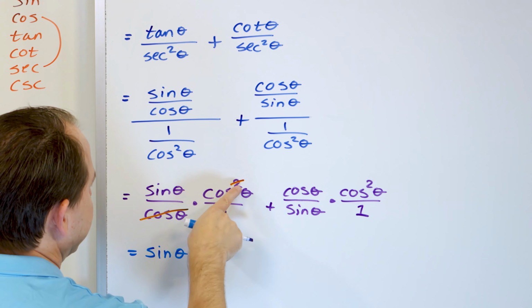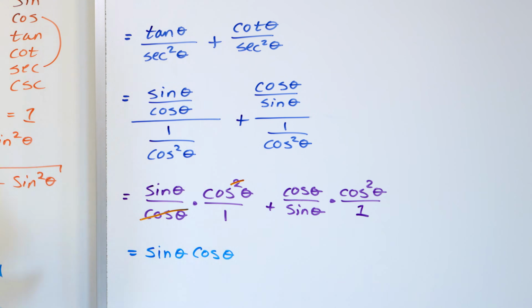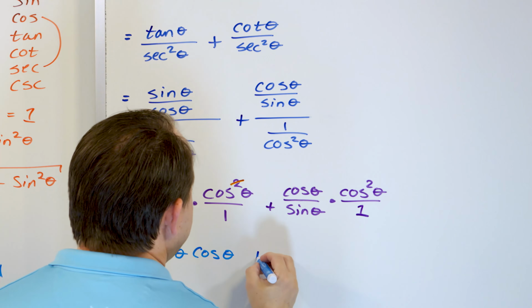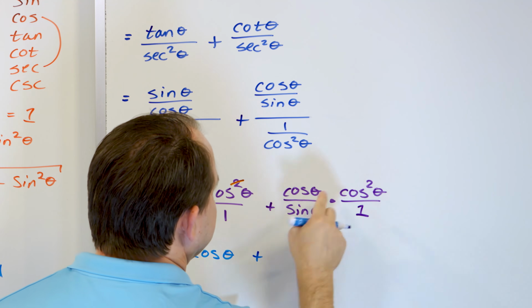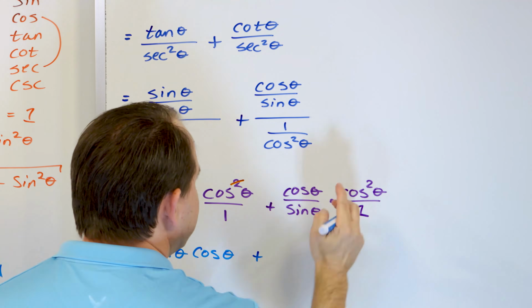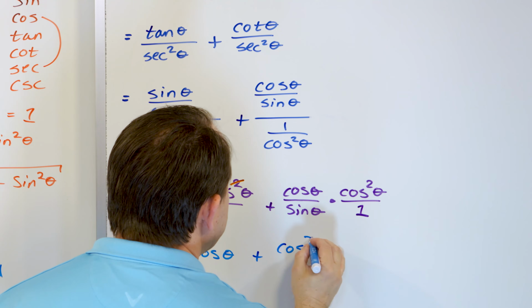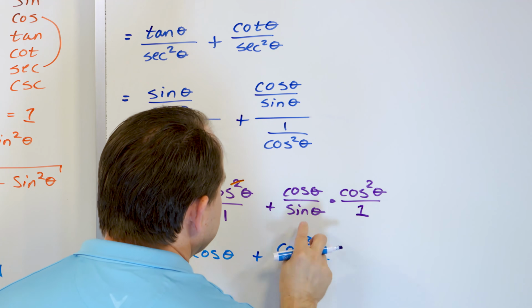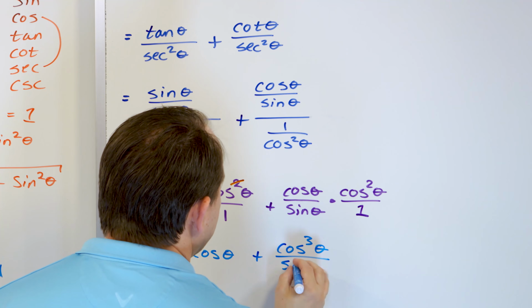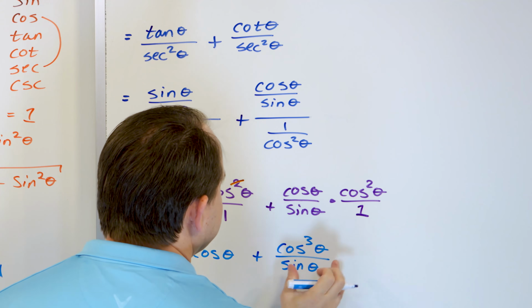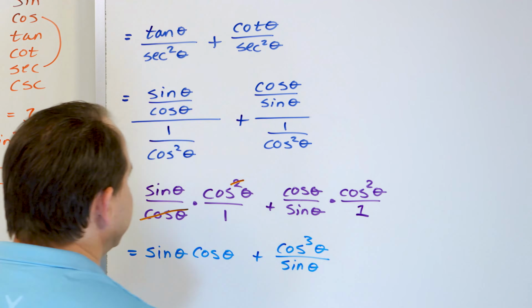Notice when we canceled here, we only canceled one of the cosines, so one of them was left behind. And then what do we have here? This is fraction multiplication. Multiply the numerators. We have cosine cubed of theta, which is weird, times on the bottom, the sine of theta. So this times this is sine, this times this is cosine cubed.